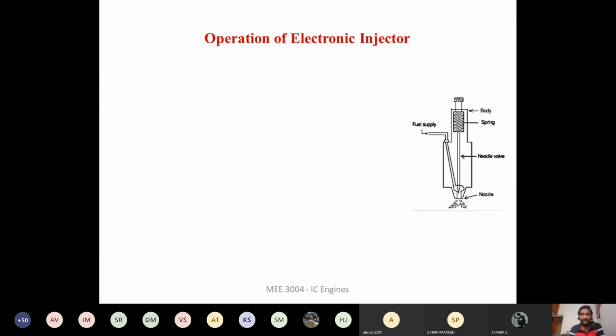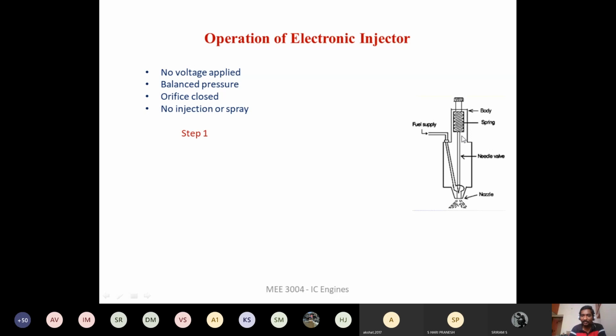Coming to the operation of the electronic fuel injector, initially what will happen? There is no voltage applied. Assume that we are going to have either a solenoid or piezoelectric crystals for actuating the fuel nozzle. When no voltage is applied, the pressure above and below the needle valve is going to be the same, and if there is no pressure imbalance, then the orifice is going to be closed. The valve is closed, right? This is the needle valve.